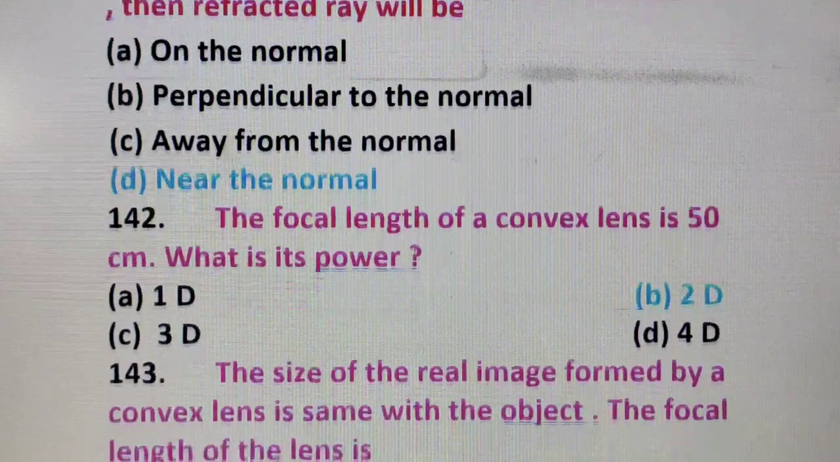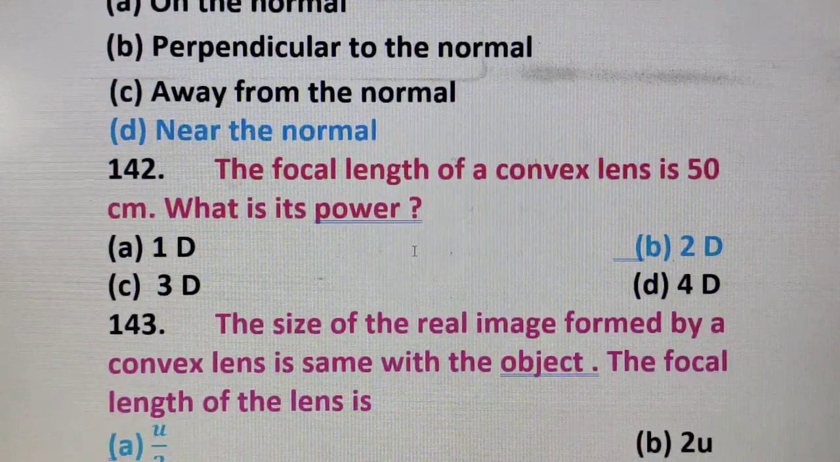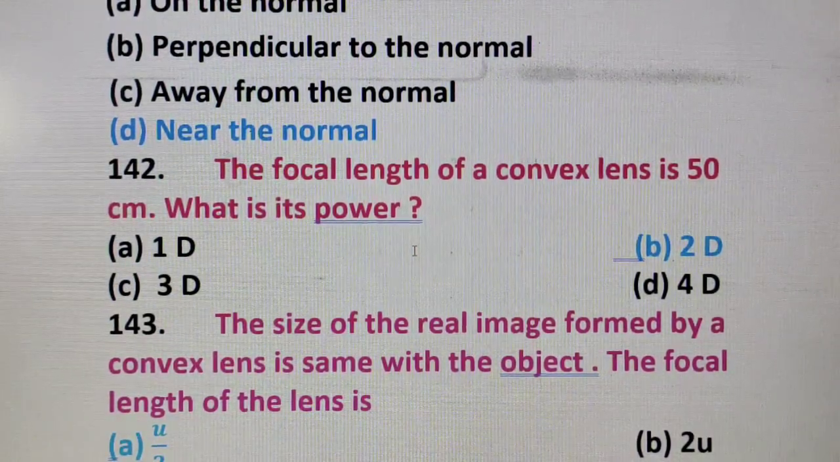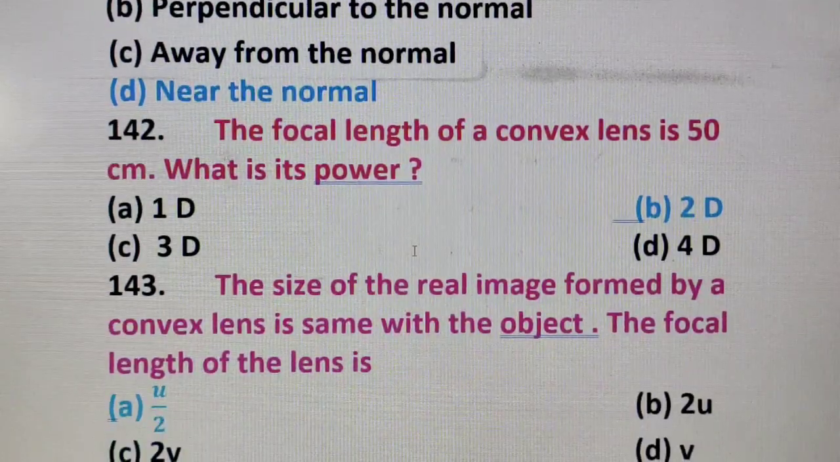The focal length of a concave lens is 50 centimeter. What is its power? Focal length 50 centimeter, that is 1 by half meter, hence power is 2D.